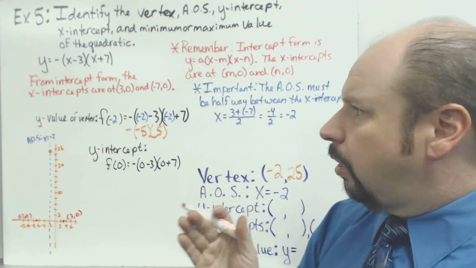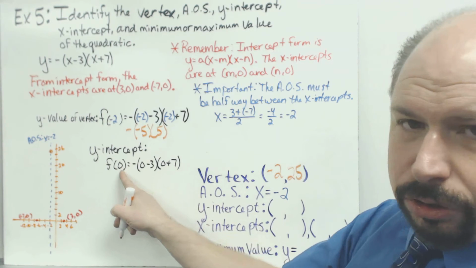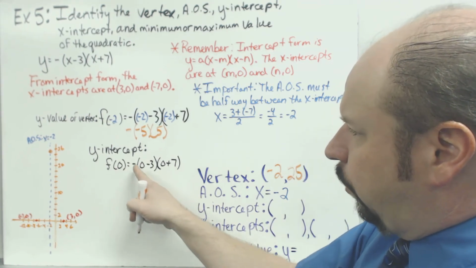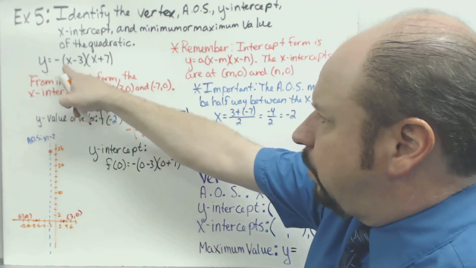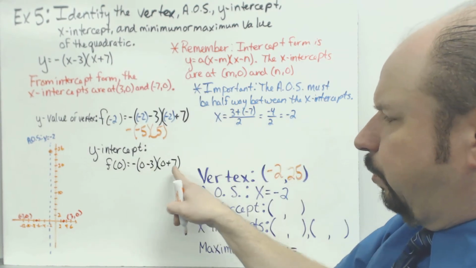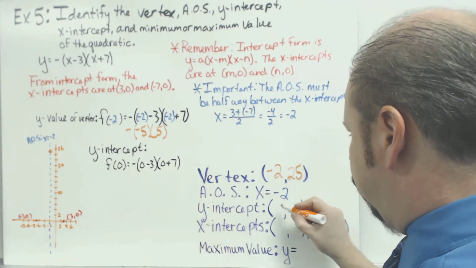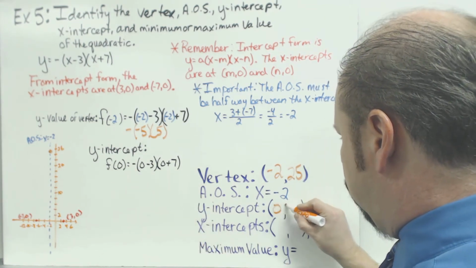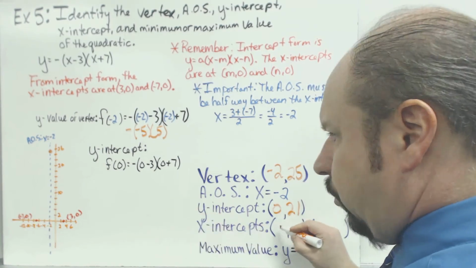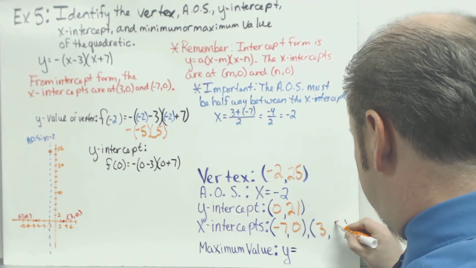Okay, so now think about our y-intercept. Our y-intercept occurs at f of 0. So if we put in 0 for x, we have the opposite of 0 minus 3 times 0 plus 7. So negative 3 times 7 is negative 21. The opposite of that is positive 21. So our y-intercept is at 0, 21. Okay, we already talked about our two x-intercepts, negative 7, 0, and 3, 0.